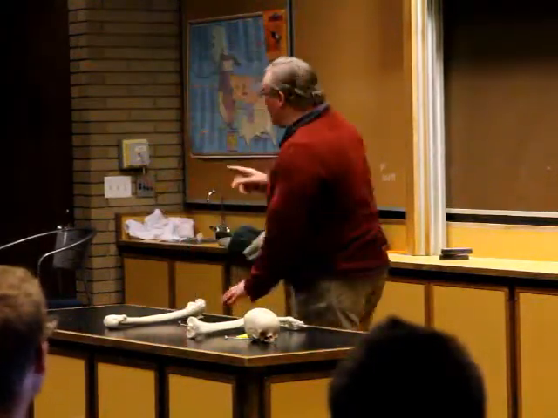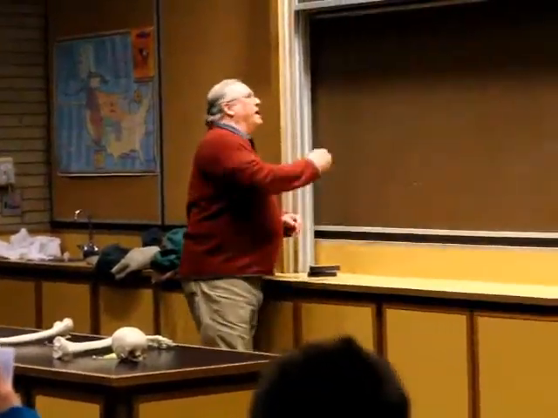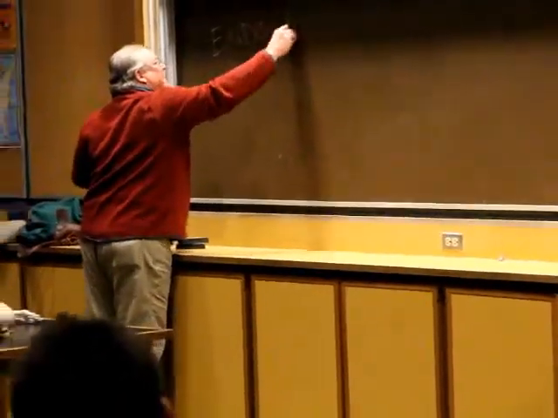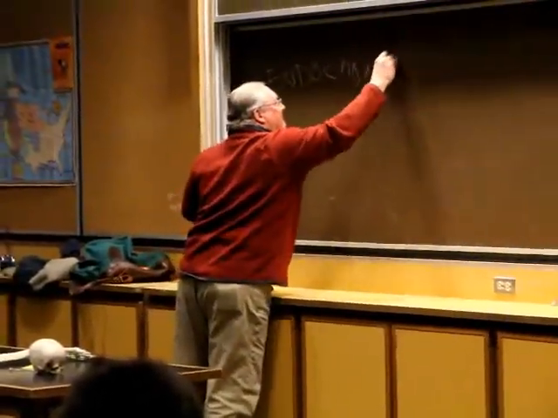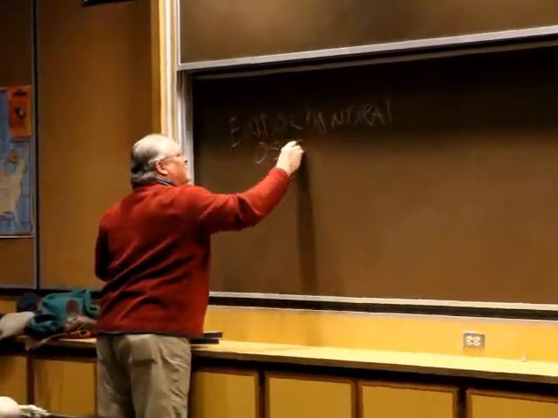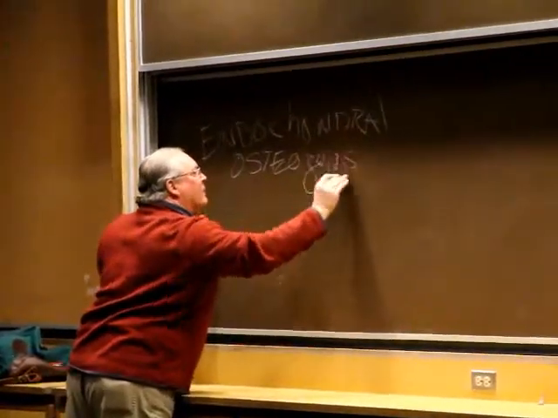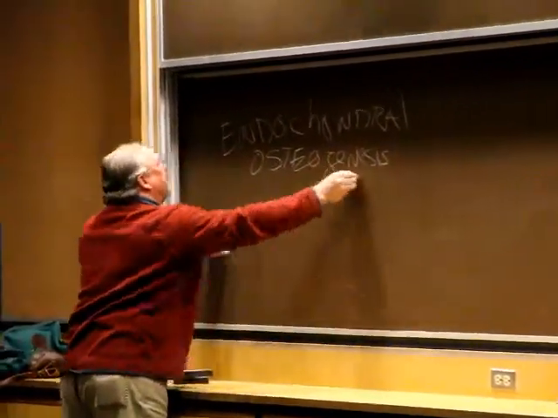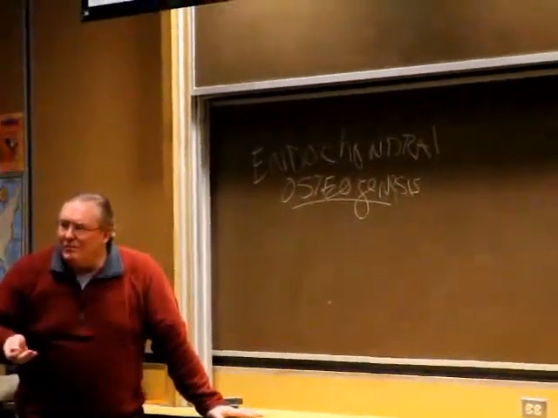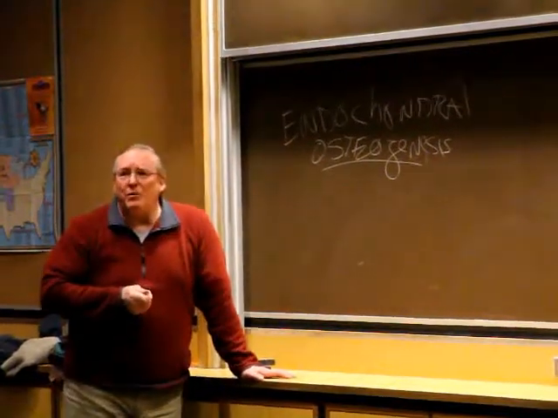Okay, so, really quickly, endochondral osteogenesis. That just means one way to build a bone. This is the one from the neck down. This is the one that really happened when we came on land.